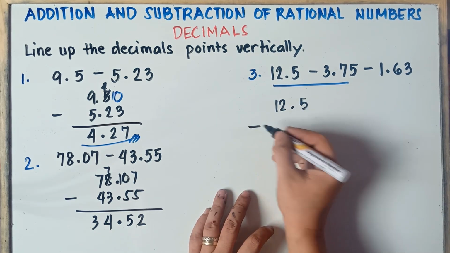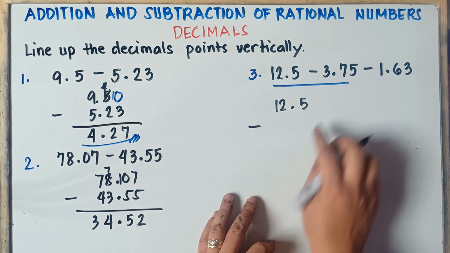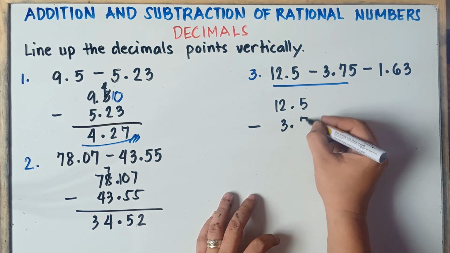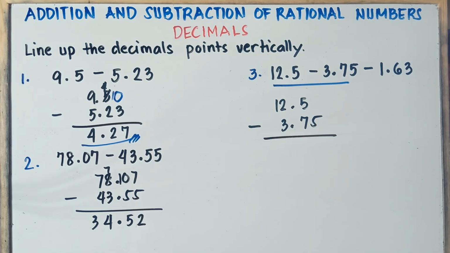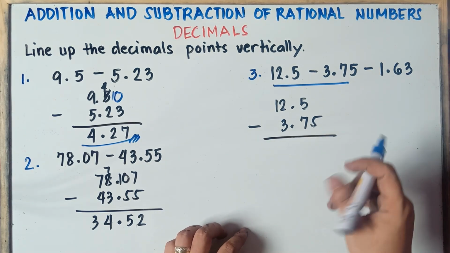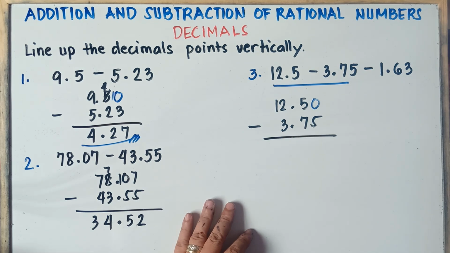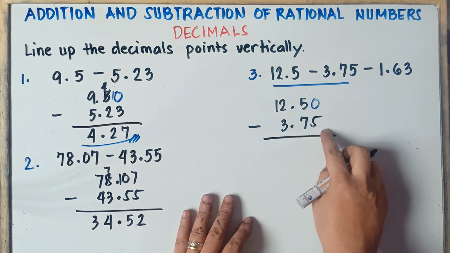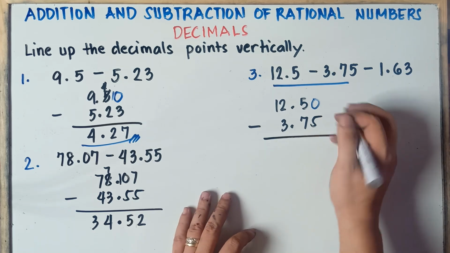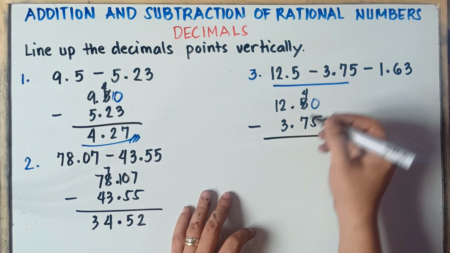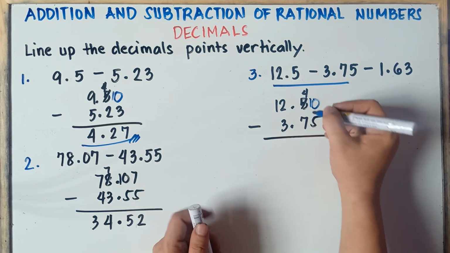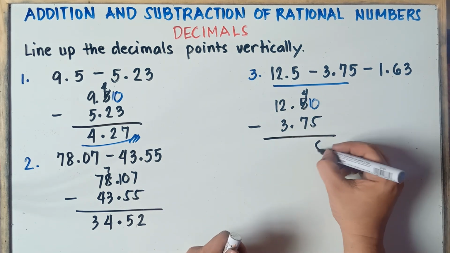12.5 minus, once again, you align the decimal points, 3.75. Alright, and then we can add 0. That's okay. Add 1 zero. So 0 minus 5, that cannot be. We need to borrow 1. This 5 becomes 4, and the 0 becomes 10. So this will be 10 minus 5, that's 5.